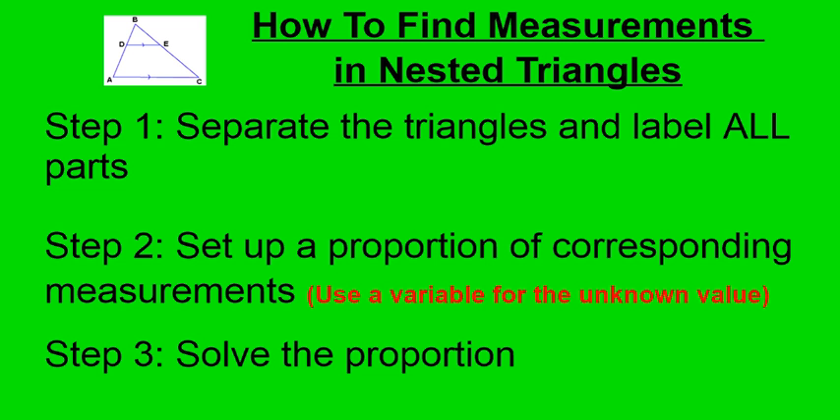All right, so now I'm going to move on to nested triangles. All nested triangles are is just a triangle inside a triangle. So what we're going to have to do with nested triangles is separate the triangles and label all the parts. So you're going to have to make an additional drawing to separate the triangles. And then we're just going to solve it just the way that we normally did. We're going to set up a proportion, and then we're going to solve the proportion.